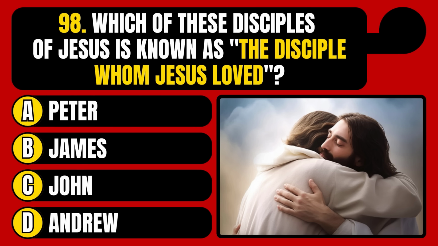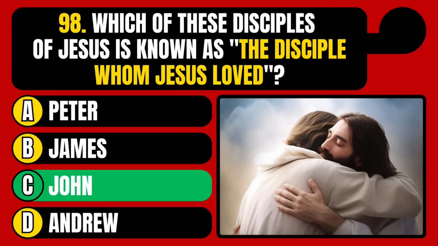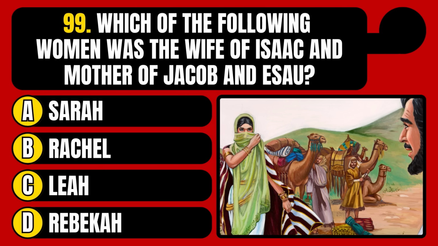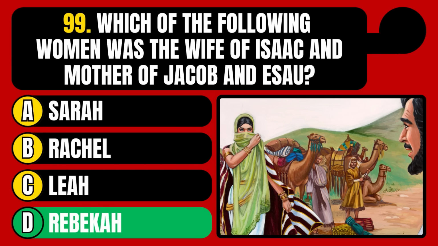Which of these disciples of Jesus is known as the disciple whom Jesus loved? Peter, James, John, or Andrew? The correct answer is option C, John. Which of the following women was the wife of Isaac and mother of Jacob and Esau? Sarah, Rachel, Leah, or Rebekah? The correct answer is option D, Rebekah.